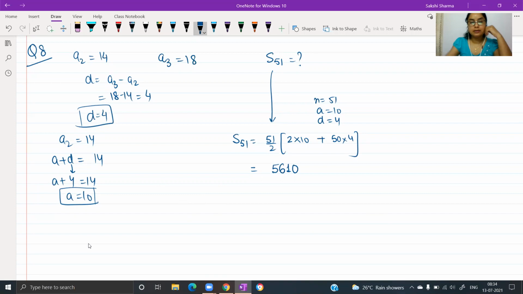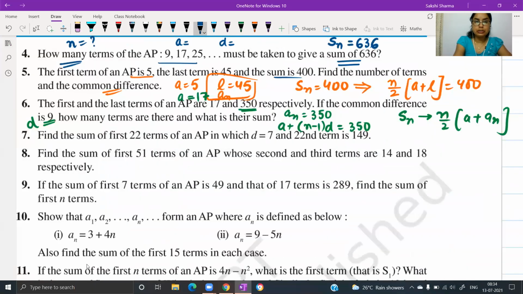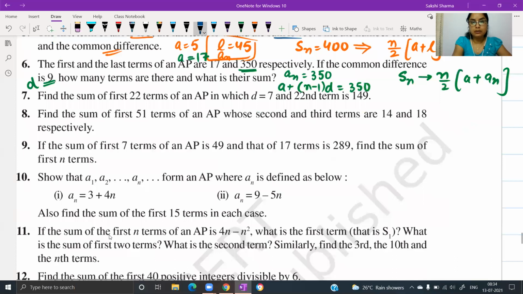Question number 9th. The sum of the first 7 terms of an AP is 49 and that of 17 terms is 289. This is an important question.